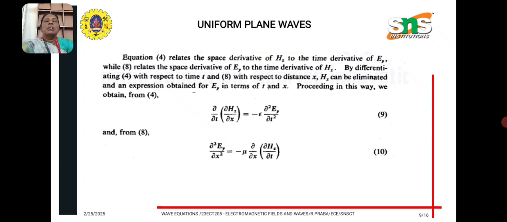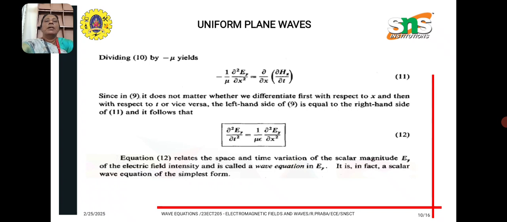And proceeding in a similar way, from equation 4 we can write ∂/∂t of ∂Hz/∂x equal to minus ε ∂²Ey/∂t², or we can write ∂²Ey/∂x² is equal to minus μ ∂Hy/∂x∂t. And similarly, dividing equation 10 by minus μ, it gives minus 1 by μ ∂²Ey/∂x² is equal to ∂/∂x of ∂Hy/∂t.